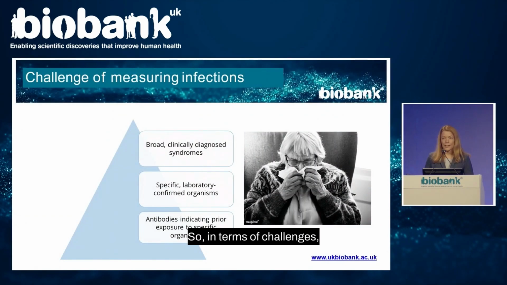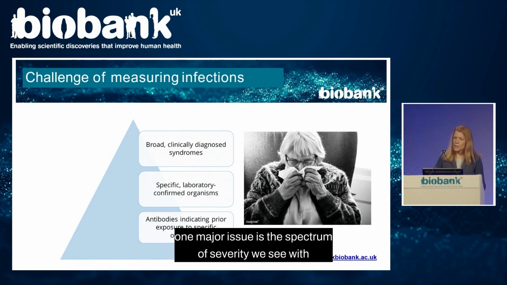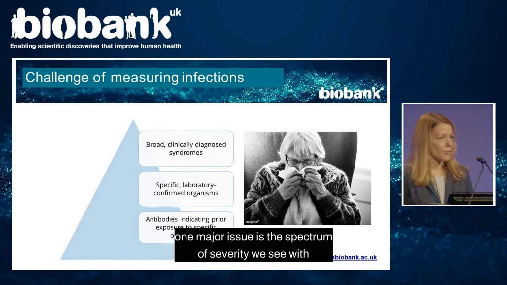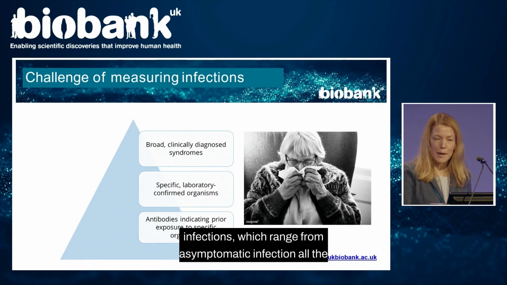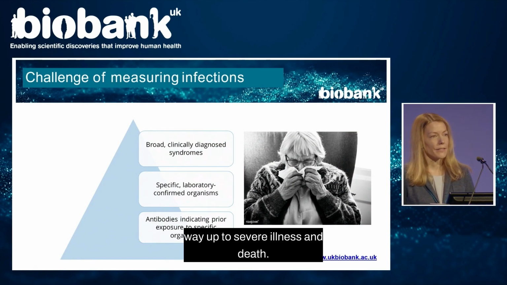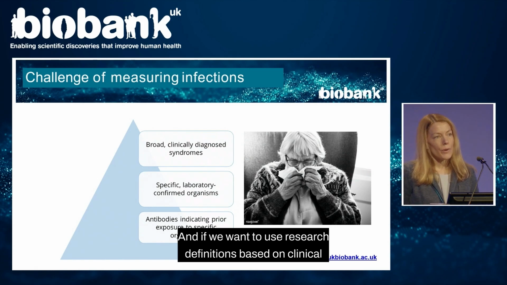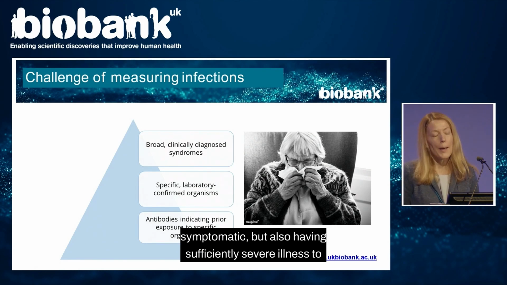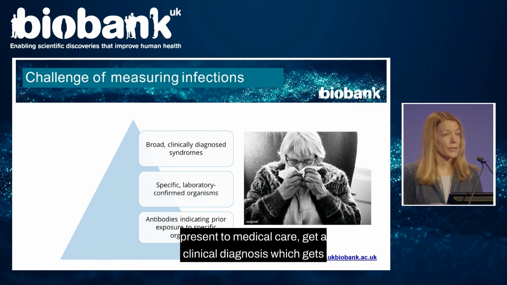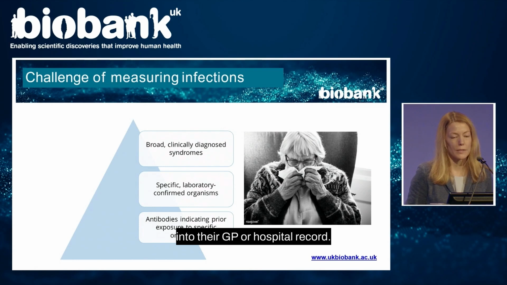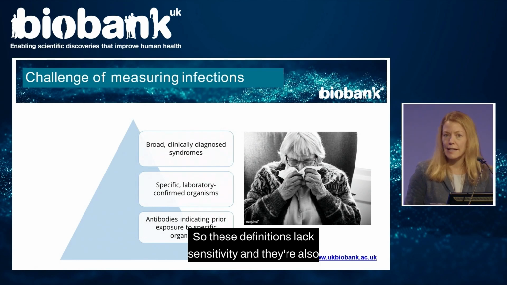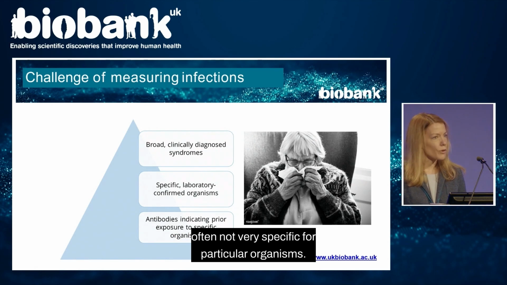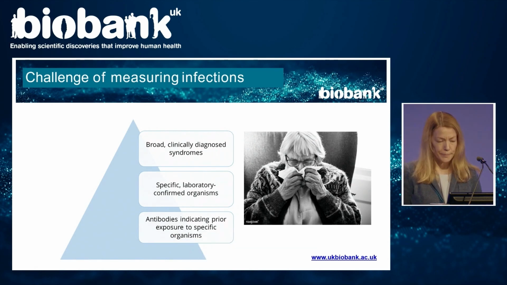So in terms of challenges, one major issue is the spectrum of severity we see with infections, which range from asymptomatic infection all the way up to severe illness and death. And if we want to use research definitions based on clinical diagnoses, that relies upon, firstly, someone being symptomatic, but also having sufficiently severe illness to present to medical care, get a clinical diagnosis, which gets into their GP or hospital record. So these definitions lack sensitivity, and they're also often not very specific for particular organisms.